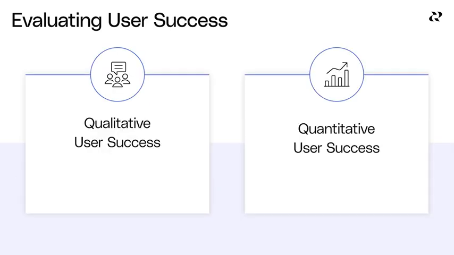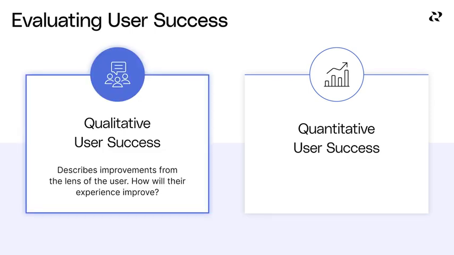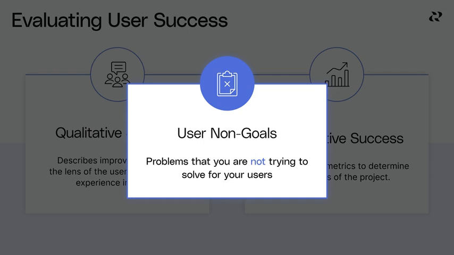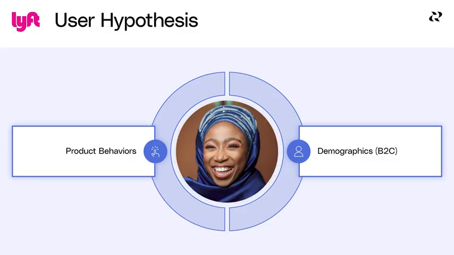Success can be measured both qualitatively and quantitatively. Qualitative success describes improvement from the lens of the user. How will the user's experience improve if you solve their problem? Quantitative success uses company metrics such as adoption or sentiment ratings to determine the success of the project. A crucial but often overlooked step of defining success is articulating non-goals. Since no solution can solve every problem, it's also important to articulate the problems that you are not trying to solve for your users.